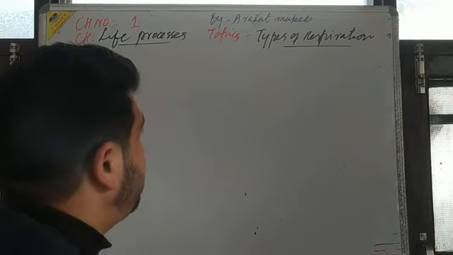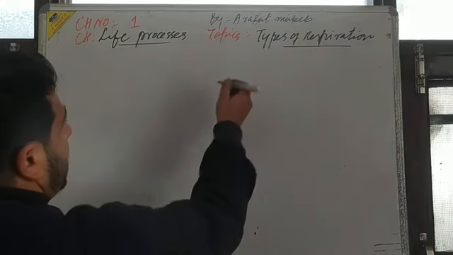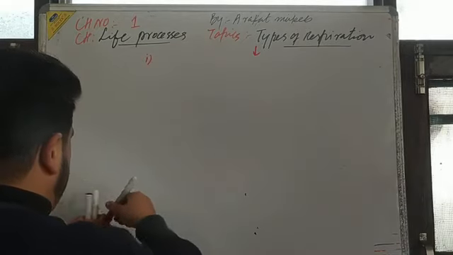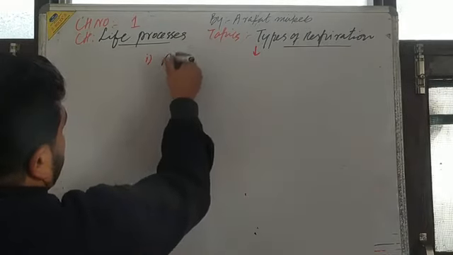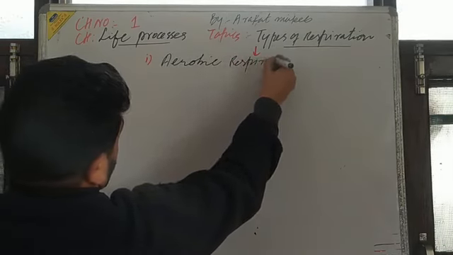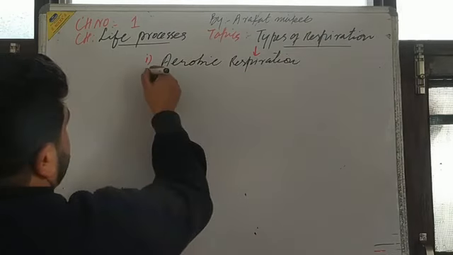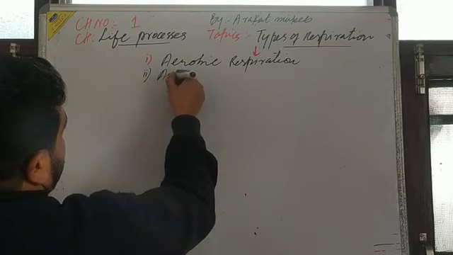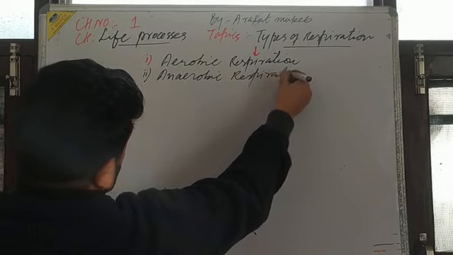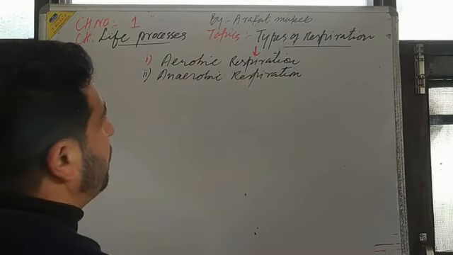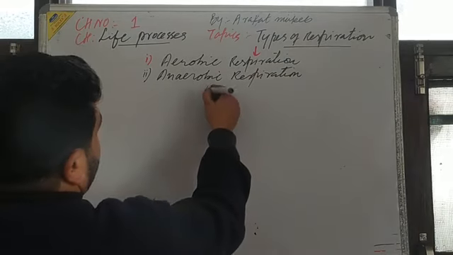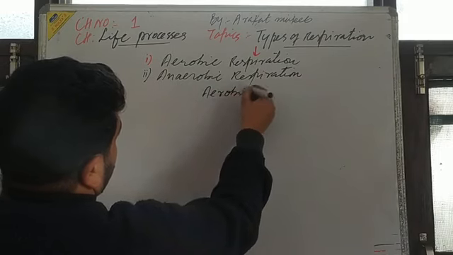Now, the concept about the types of respiration is that we have two types of respiration. One is aerobic respiration, and another is anaerobic respiration. In this we have to discuss both types of respiration. Now first, the aerobic type of respiration. Aerobic respiration.